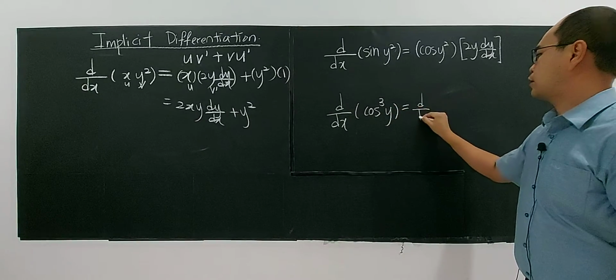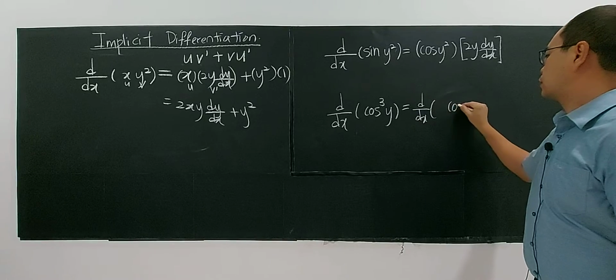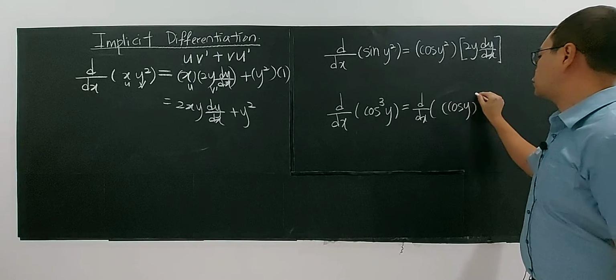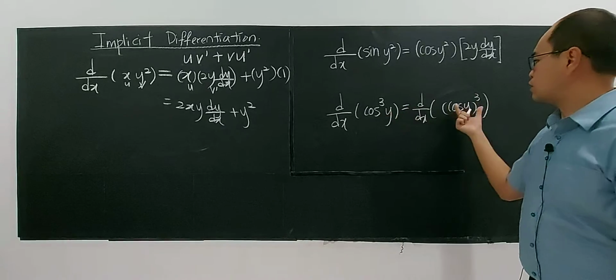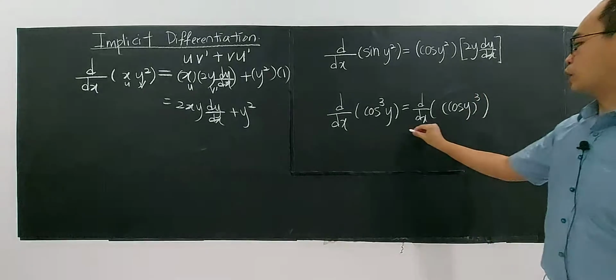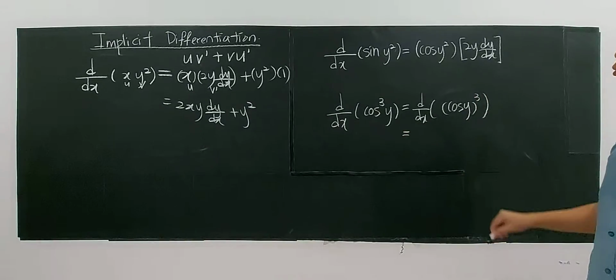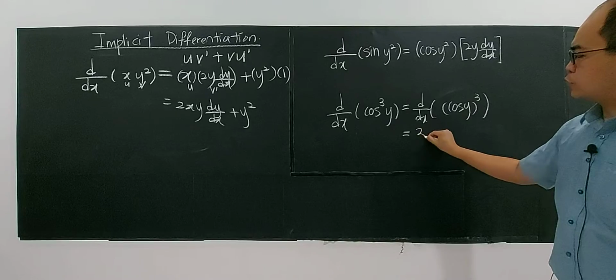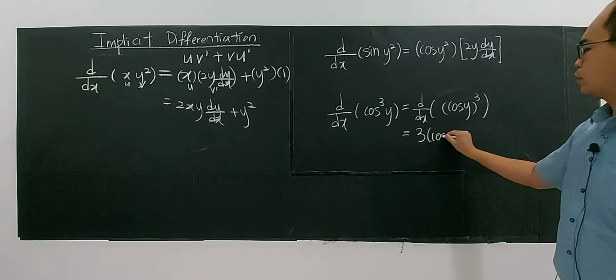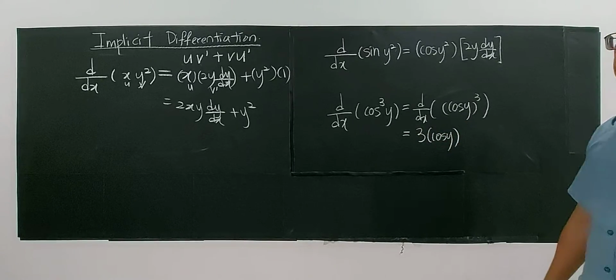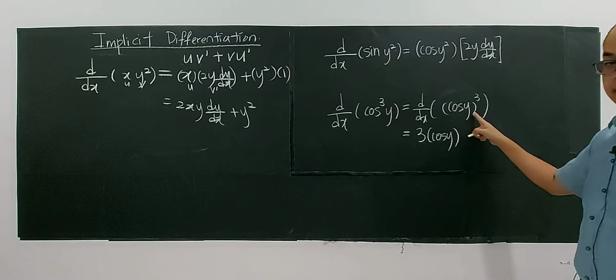So, differentiate cos y, everything to the power of 3, which means the cos is with the power. So you have to apply the chain rule or power rule. So we differentiate as usual, 3 cos y, right? 3 cos y.